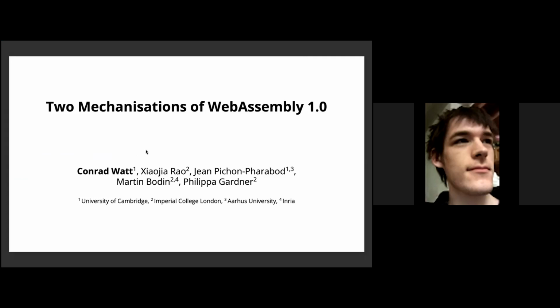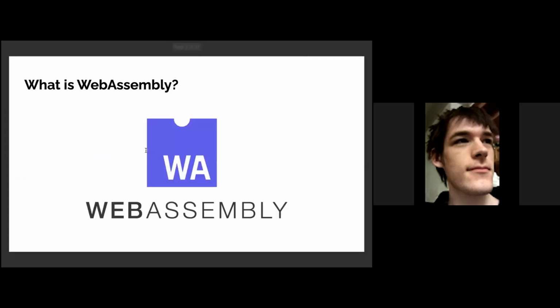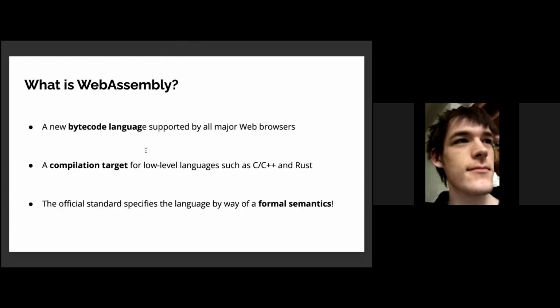So first, let me introduce WebAssembly, sometimes shortened to WASM. WebAssembly is a new bytecode language supported by all major web browsers, the first language to have wide native support on the web since JavaScript. It was originally designed as a compilation target for low-level languages without garbage collection, such as C, C++, and Rust.